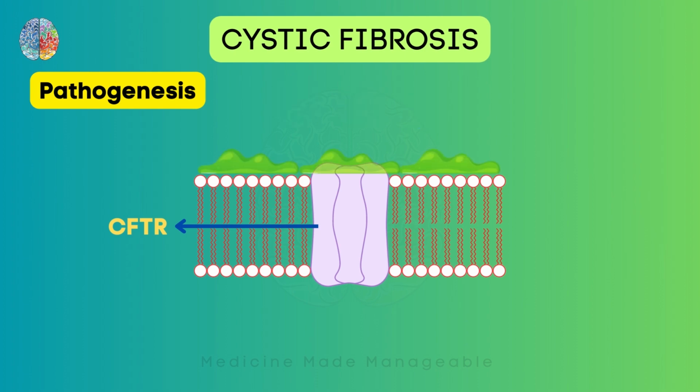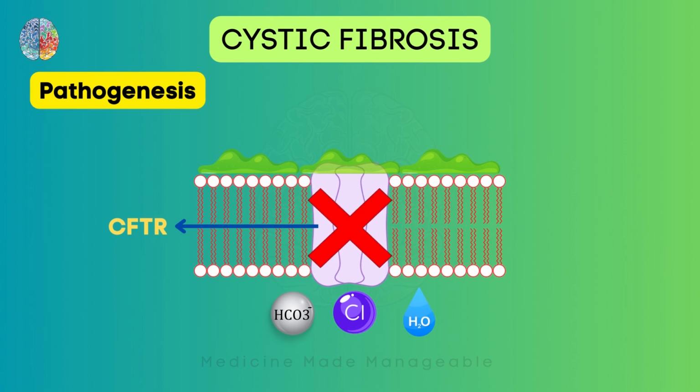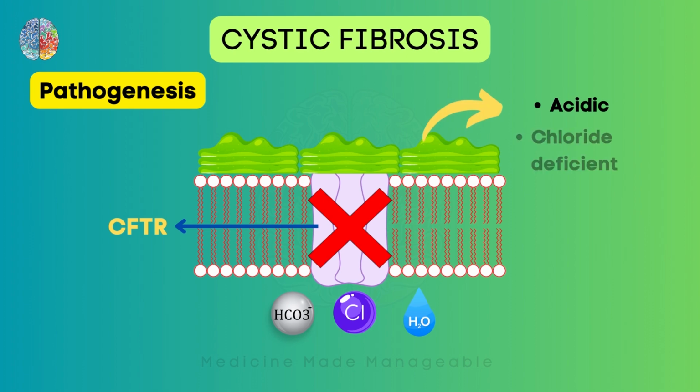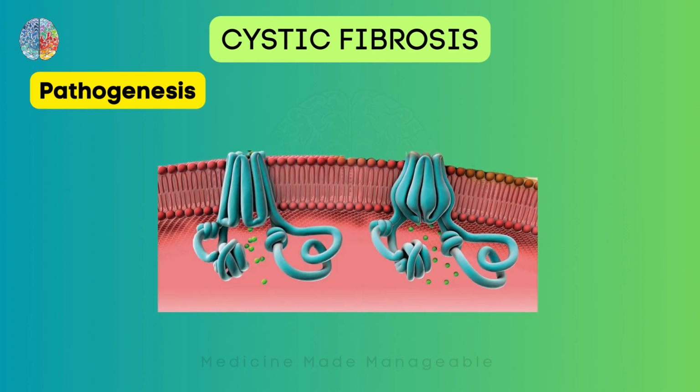But now let's see what happens in this disease. So again we have these three and the CFTR is not working. If it is not working, the mucus will become acidic, it will become chloride deficient, and it will also become very thick because the water is not able to go. Now let's see the other effects.